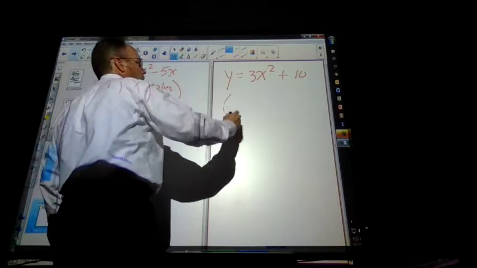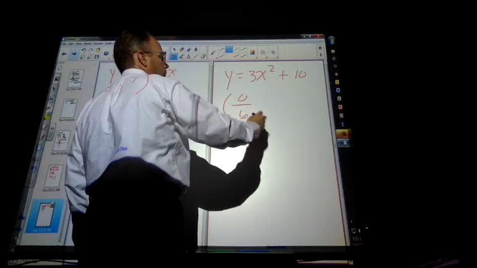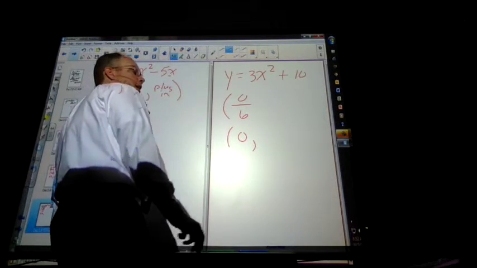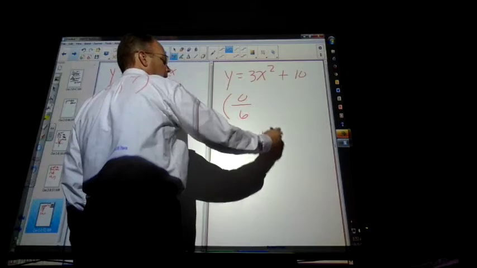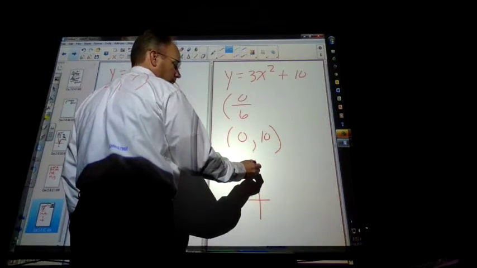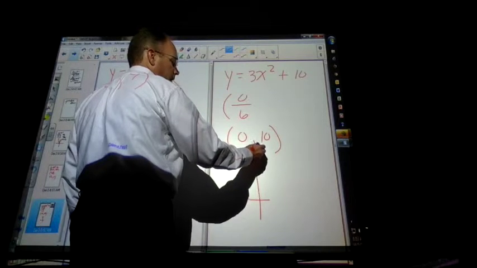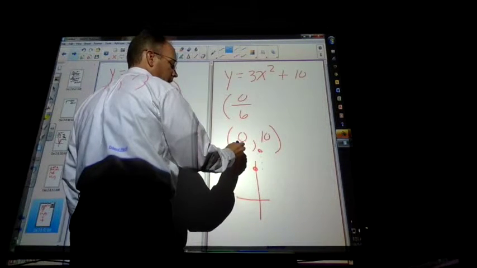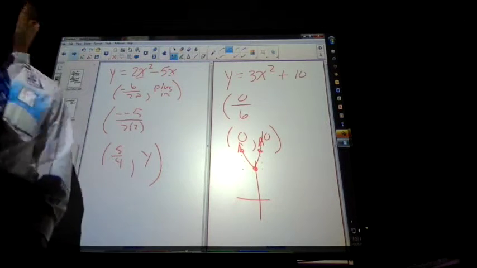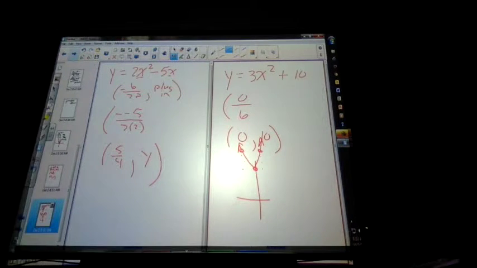What's negative b over 2a? Where's this vertex going to exist? 0, 10. 0, 10 is like here. Opens up. Right one up 3. Left one up 3. Does this one ever cross the x-axis? No. If I use the quadratic formula on this, where would I have a negative? Under the radical?